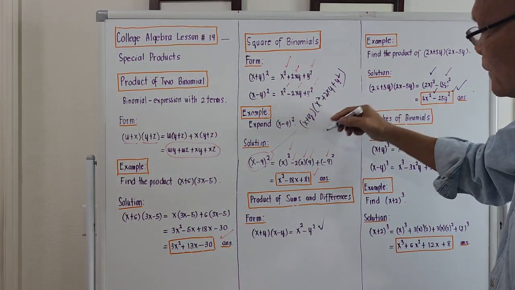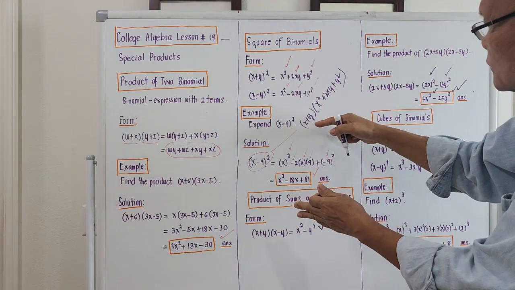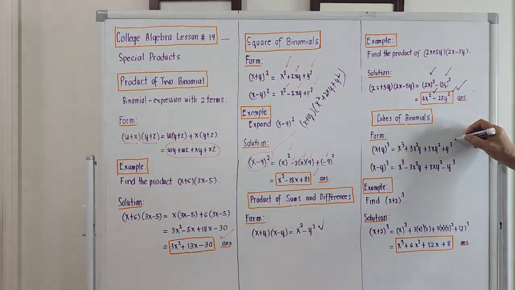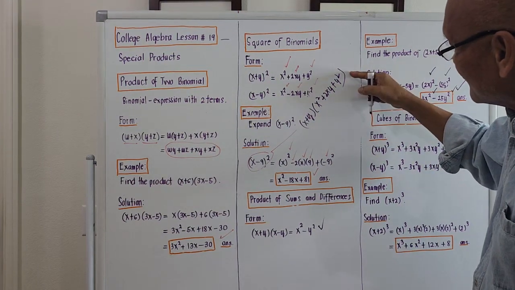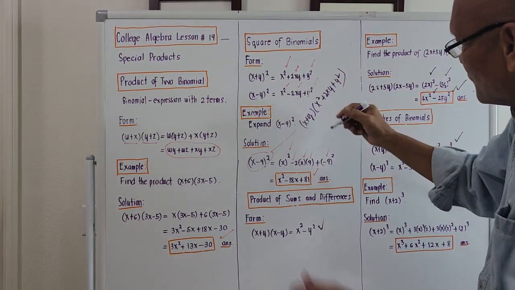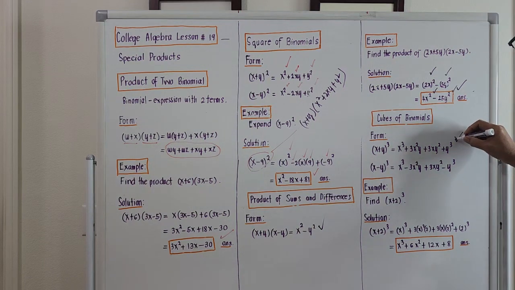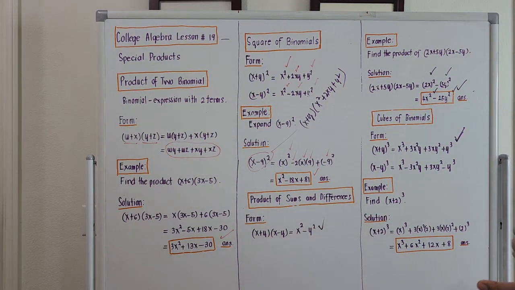Okay? I will not do it now because we know that the result will be this one, right? Okay? So if you try to expand this one, x times this, plus again y times this, and if you try to simplify, it will be this one. Okay, as simple as that one. So we got no problem with the cubes of binomial, right?